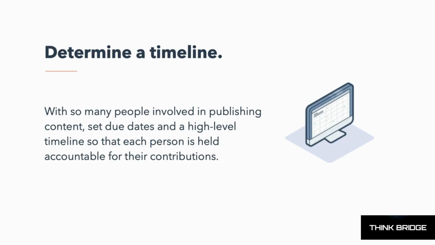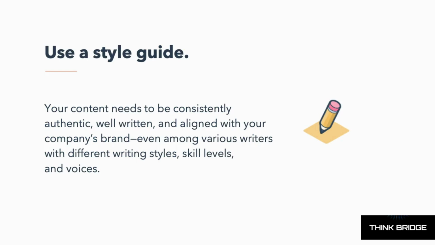Determine a timeline. With so many people involved in publishing content, set due dates in a high-level timeline so that each person is held accountable for their contribution. In many content environments, one missed deadline affects everyone's work. To keep your team agile and conscious of their deadlines, share a rough timeline with the team, get everyone's buy-in, and then finalize it. Use a style guide.